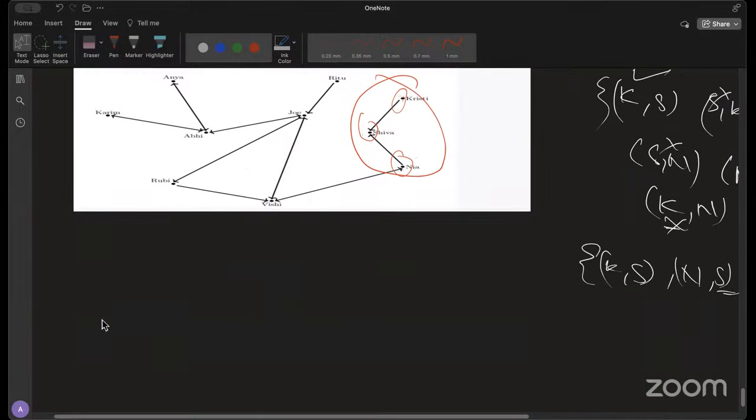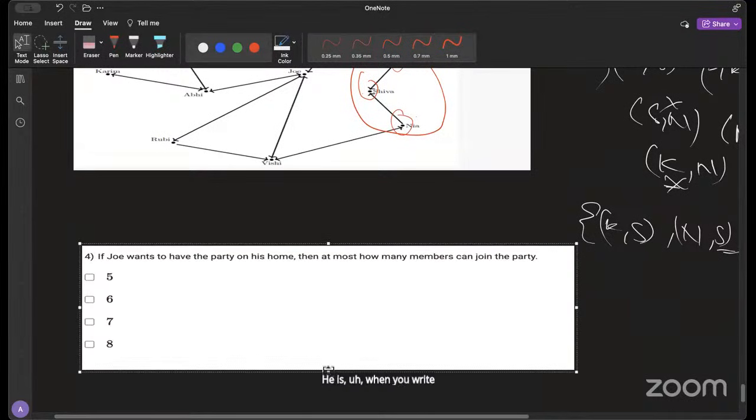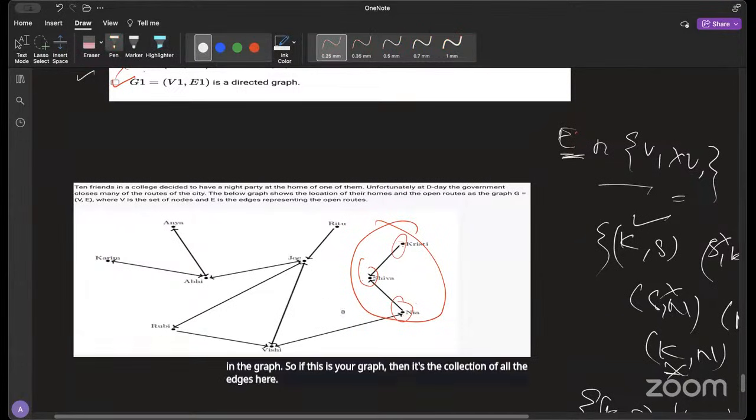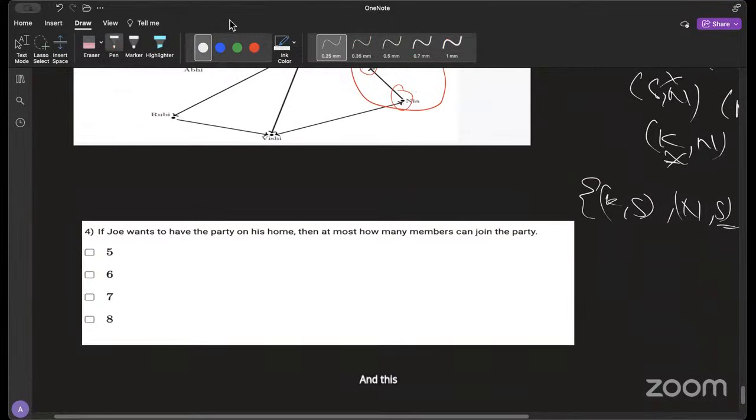That is E1. E1 is a subset of the edges of G. E, when you write capital E, is the collection of all the edges in the graph. So if this is your graph, then E is the collection of all the edges here.